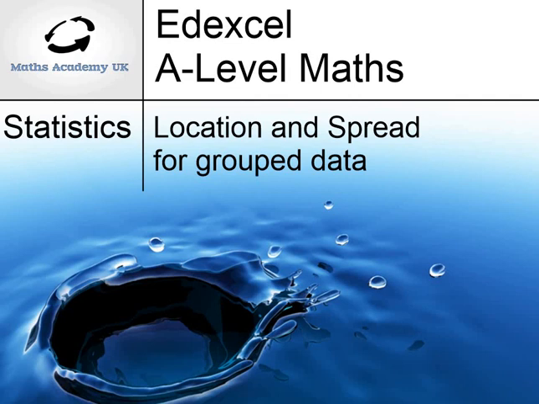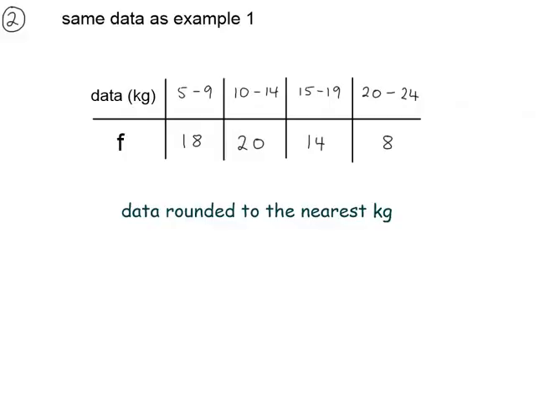Measures of location and spread for grouped data. Example 2. The data here is identical to example 1 in the previous video. So we've got some data rounded to the nearest kilogram.